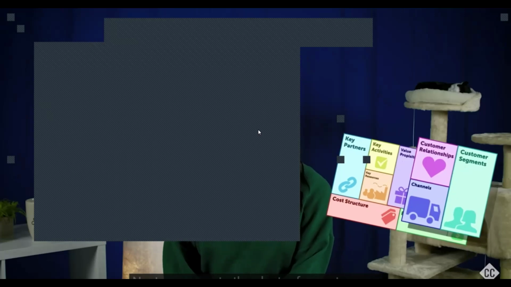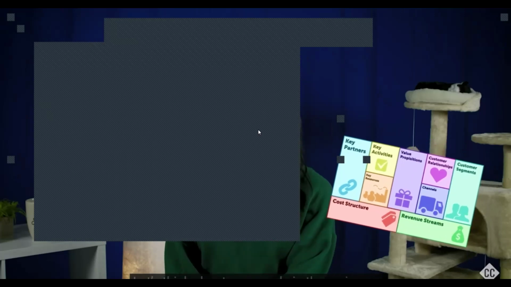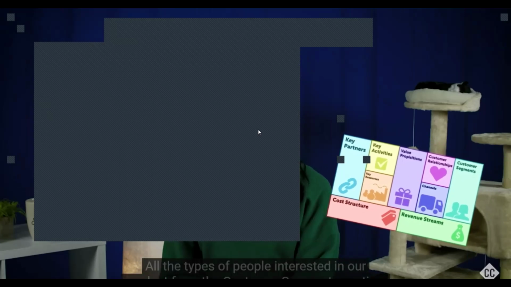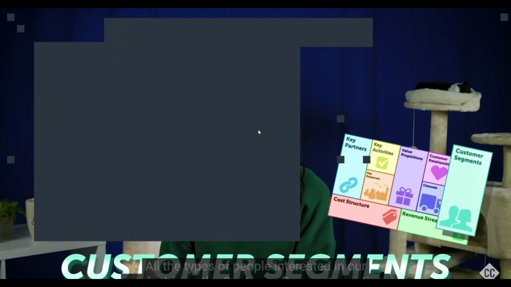Next, we move to the cluster for customers. Let's think about our people in 3 pieces. First, who even are they? All the types of people interested in our product form the customer segments section.